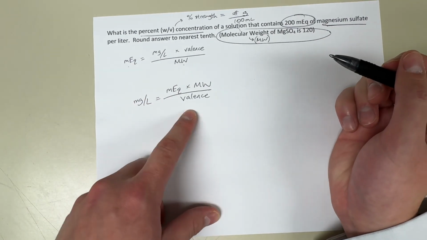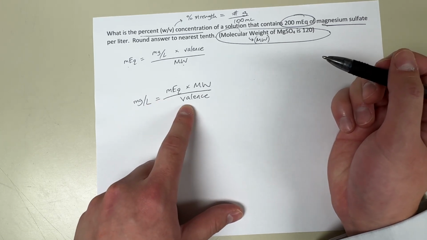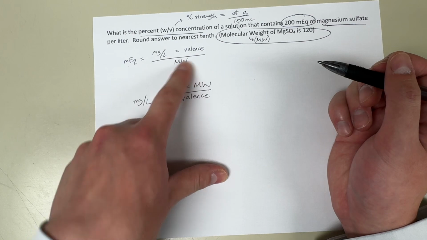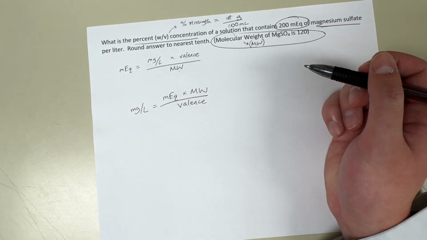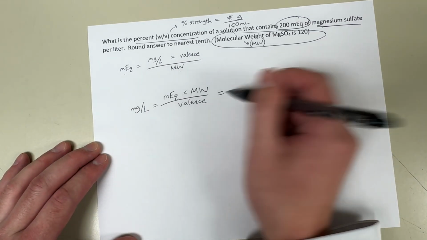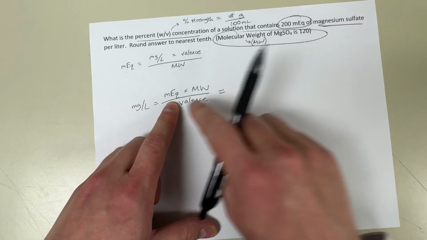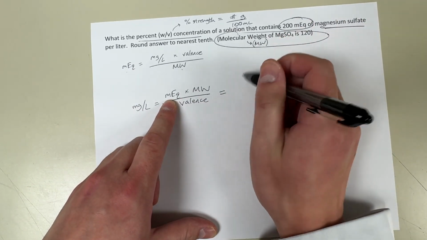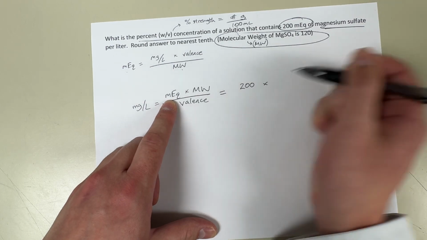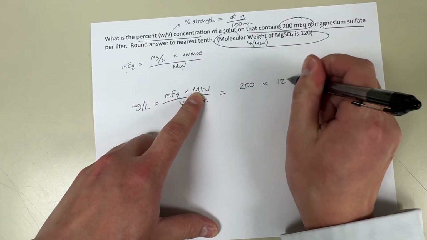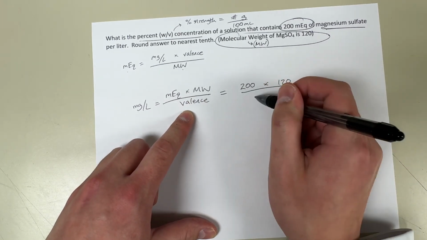I mean, you could just memorize this equation also, but I always get confused. So I always just memorize this one here, and then I just derive whatever I need to calculate to this side. So when I have this equation here, I just plug in the numbers. Milliequivalents is 200, times the molecular weight, which is also given, 120, all divided by the valence.